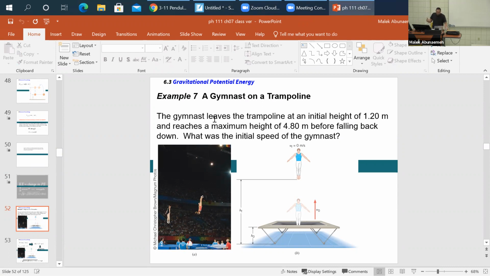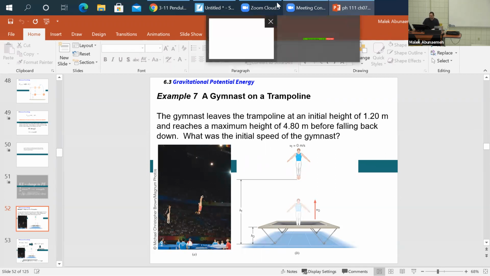A gymnast leaves the trampoline at an initial height of 1.2 meters and reaches a maximum height of 4.8 meters before falling back down. What is the initial speed of the gymnast? Now, because he's going on a trampoline, his final velocity is going to be 0, and the initial velocity is going to be whatever it is. So he's going to go from initial to a 0 velocity.